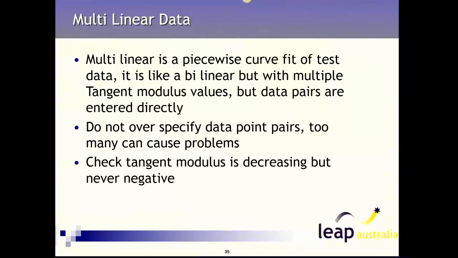Okay, with multilinear, it doesn't really add any extra value if you over-specify the properties. When I say over-specify, that's having too many data pairs. So if your tensile test data has 100 data points, you don't have to have 100 data points to define your table. It will take you quite a while to enter that, and it's not really going to give you more accurate results, because it's highly likely that, say, 10 data pairs will give you the same curve shape. Okay, and then the important part here is to check that the tangent modulus is decreasing. You can do that very simply in Excel, or just look at the plot that it gives you as you're entering the data pairs.